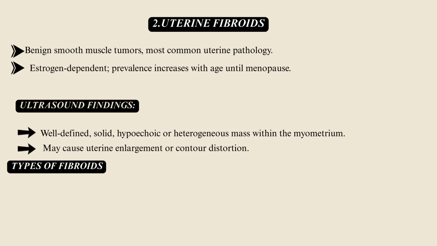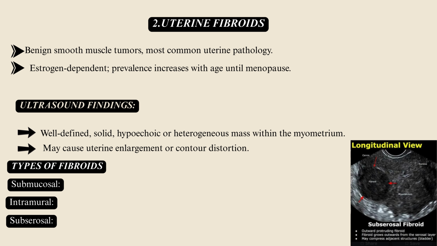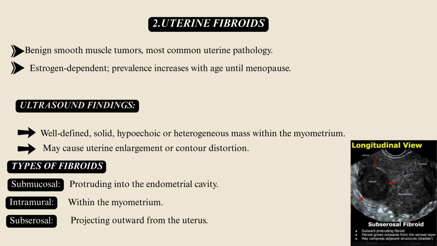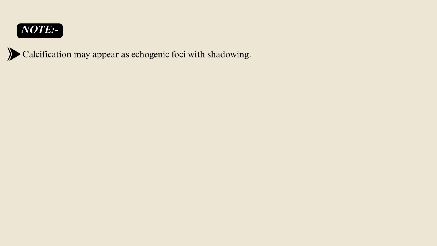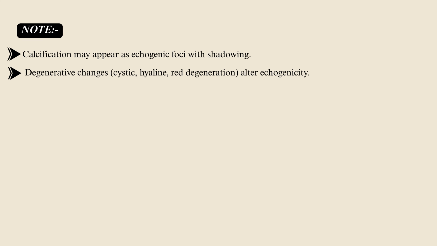Types of fibroids are submucosal, intramural, and subserosal. Submucosal, protruding into the endometrial cavity. Intramural, within the myometrium. Subserosal, projecting outward from the uterus. Calcification may appear as echogenic foci with shadowing, and degenerative changes like cystic, hyaline, or red degeneration also occur. Doppler scan typically shows peripheral vascularity.